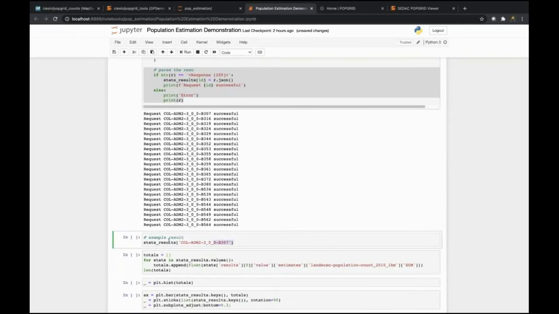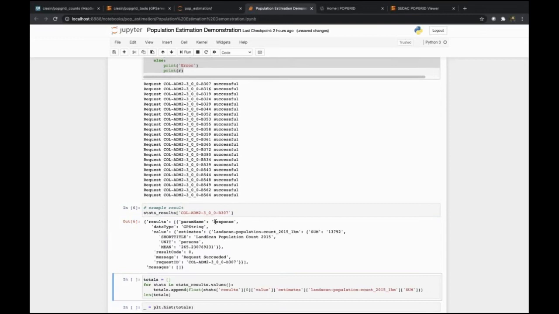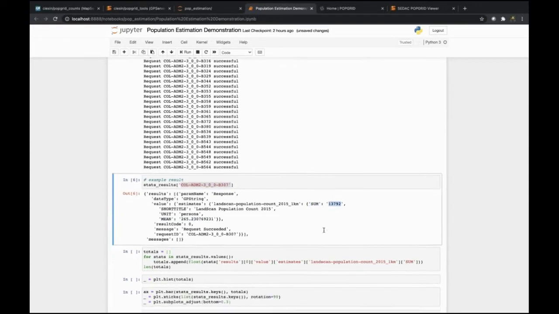So I can look at the output for one particular request. This is the unique identifier that I supplied, and I see that I get a response, a data type. Most useful is our short title. This is the LandScan population count for 2015, which is what I requested. The unit is persons, and the mean, and here's the sum. I overlooked the sum. So for this particular admin unit, it's estimating that there's 13,000 people, according to LandScan.